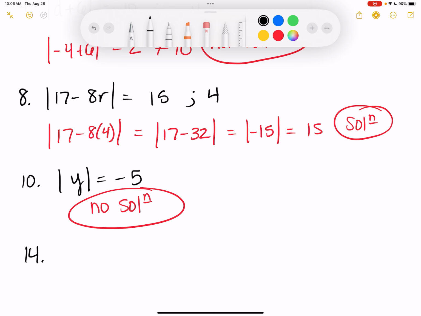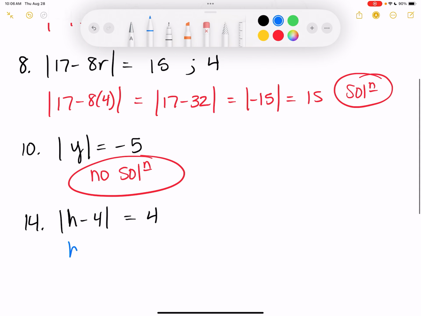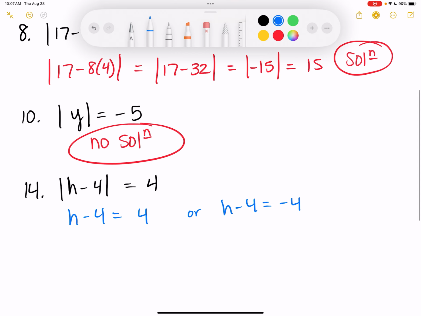14. The absolute value of h minus 4 is equal to 4. So with absolute value, h minus 4 is either 4 or negative 4. Okay, so it's two separate equations. So we have that h minus 4 is equal to 4. We copy it exactly. Or h minus 4 is equal to negative 4. So h is equal to 8 or h is equal to 0.